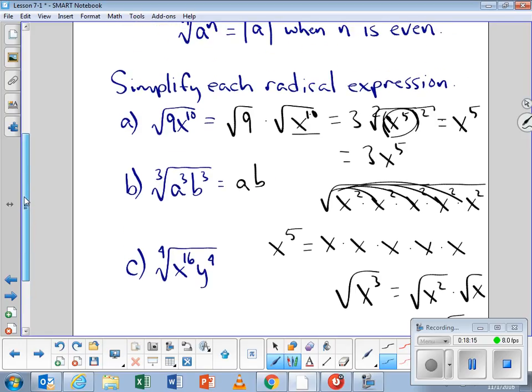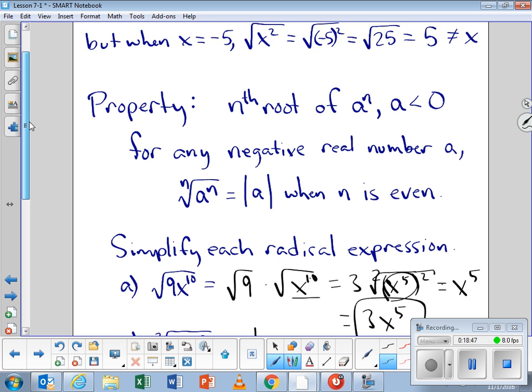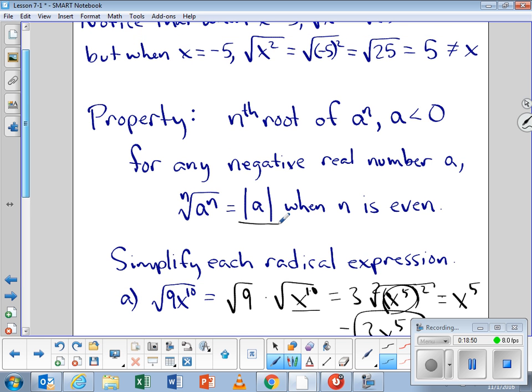Now, I need to be careful. I got to back up here. I forgot one thing here. Anybody know what I forgot when I left my answer right here? I forgot one thing. What if x represents a negative number? Can I get a negative number? I can. And if I did get, say, negative 2, what would negative 2 to the 5th end up being? A positive or negative? Negative. And what did this just say? I can't end up with a negative.